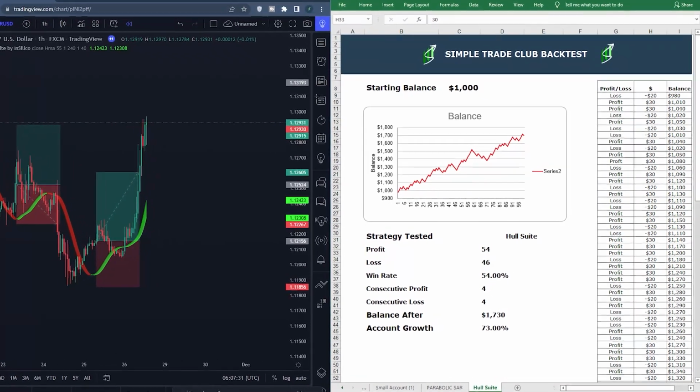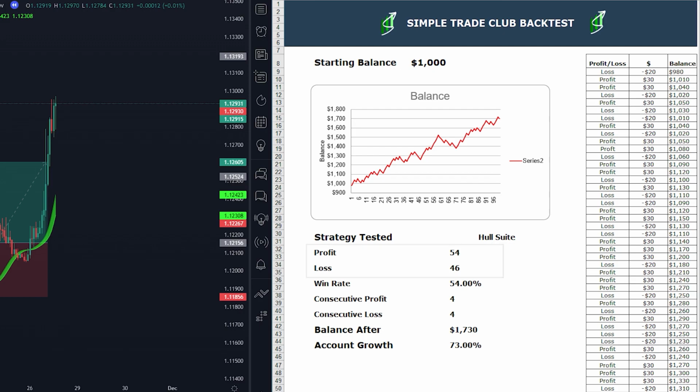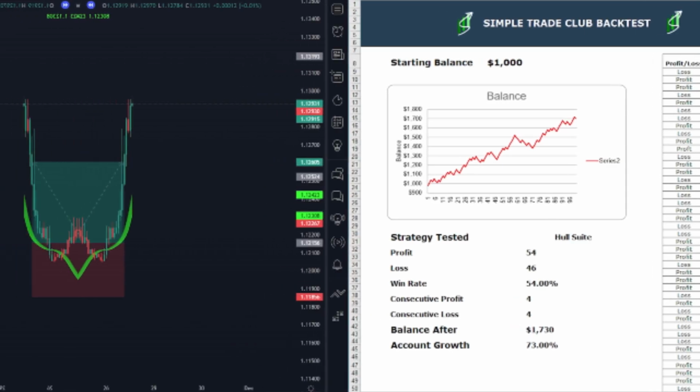Now, we can see the result of the Hull Suite Indicator. The Hull Suite Indicator has 54 profit trades and 46 loss trades. It means on 1 to 1.5 risk-reward ratio, the Hull Suite indicator has a 54% win rate. The consecutive profit is 4 trades in a row, and the consecutive loss is 4 in a row. The account starts from $1,000 and ends up at $1,730 with 73% account growth.